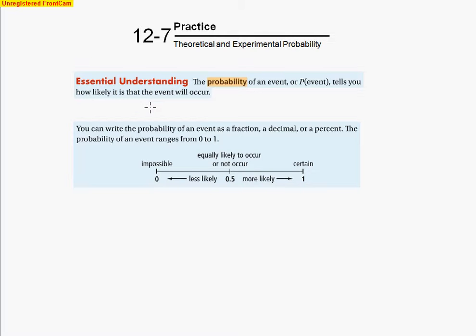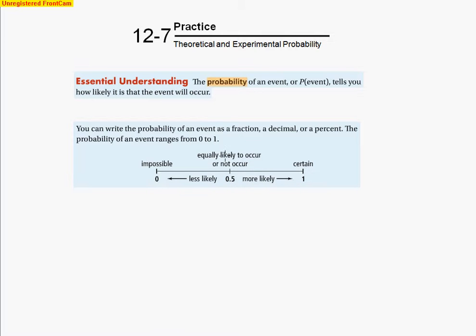So probability is between these two numbers. It has a range from 0 to 1, where 0 means it's impossible. For instance, if today is Monday, me saying that tomorrow is going to be Saturday would be an impossible event, because we have to get through the other days first. A certain event means 1. If something is definitely going to happen, like the sun will rise tomorrow, then we have a certain event, which would be 1.